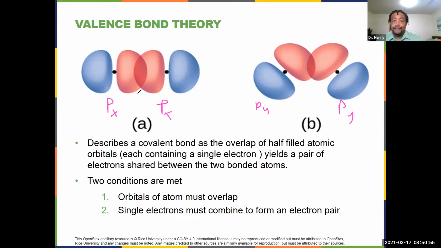So for us to form a covalent bond, to have that overlap, two conditions must be met. The orbitals of the atoms must overlap, because if they don't overlap, they're not going to be able to share those electrons. The other thing is that single electrons must be combined to form electron pairs. You can't have two electrons already on one side and two on the other, because we need those electrons individually to overlap so that you have only two electrons in an orbital, right?